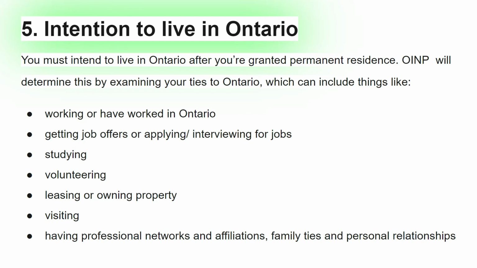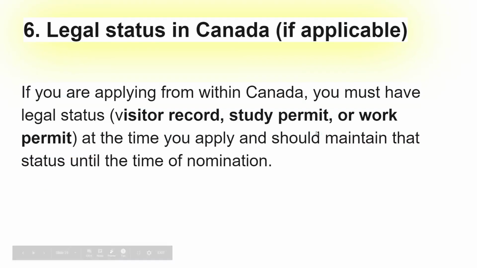the province of Ontario, or you are leasing or owning a property, like you have some house or apartment or car in your name, so it will show that you have full intention to live in the province of Ontario, or you are visiting different places here, or you have professional networks and affiliations, family ties and personal relationships. So all these things show your ties to the province of Ontario. So you must show your activities under these things.